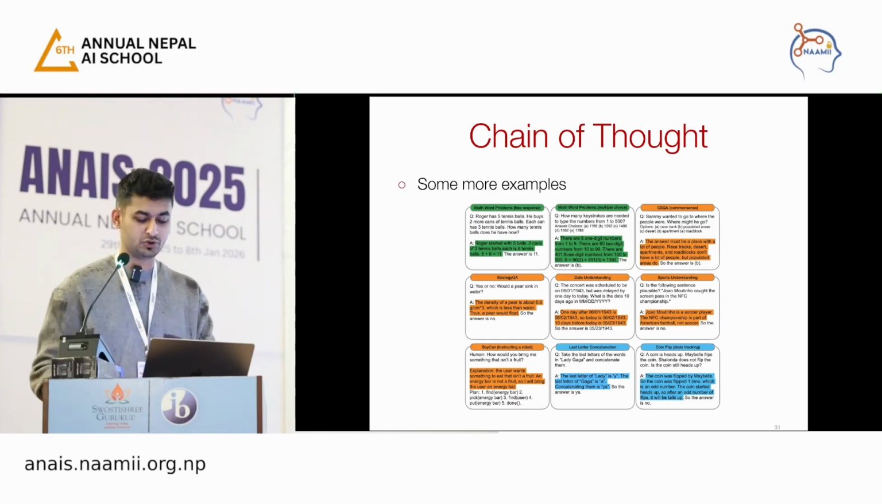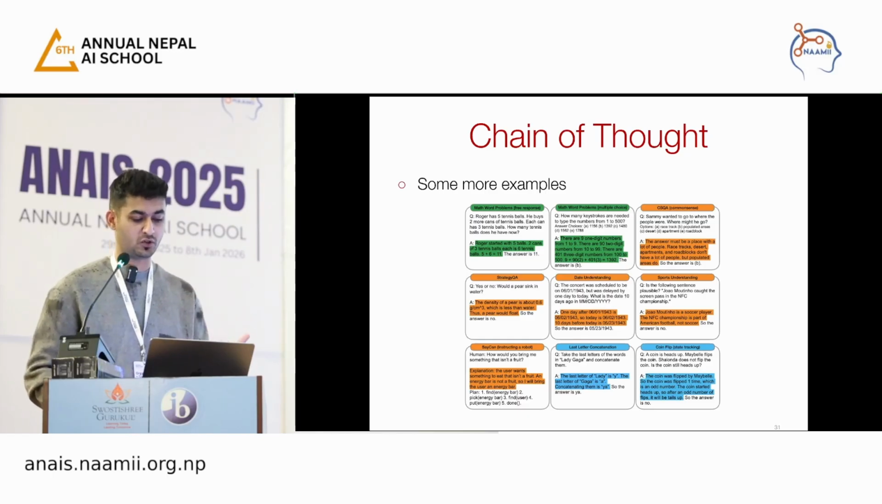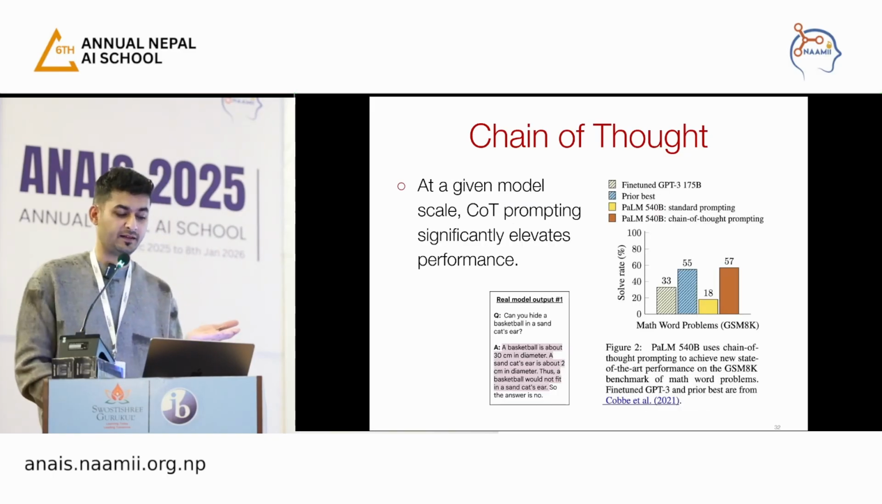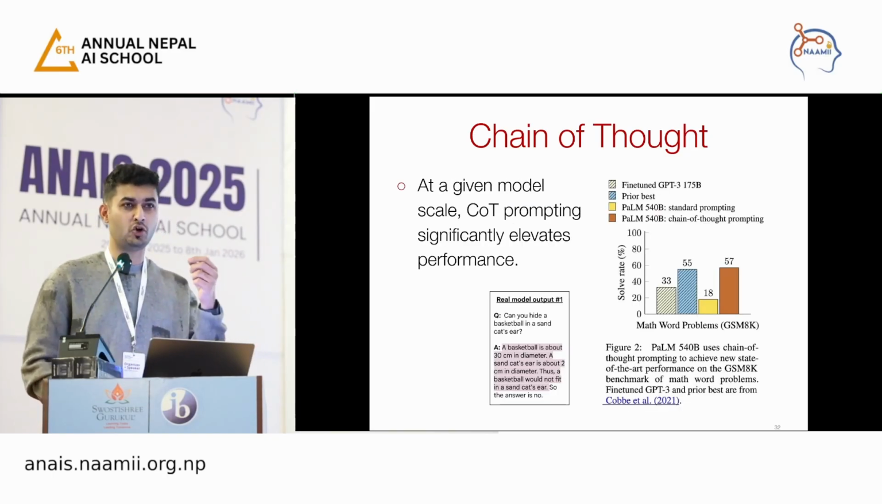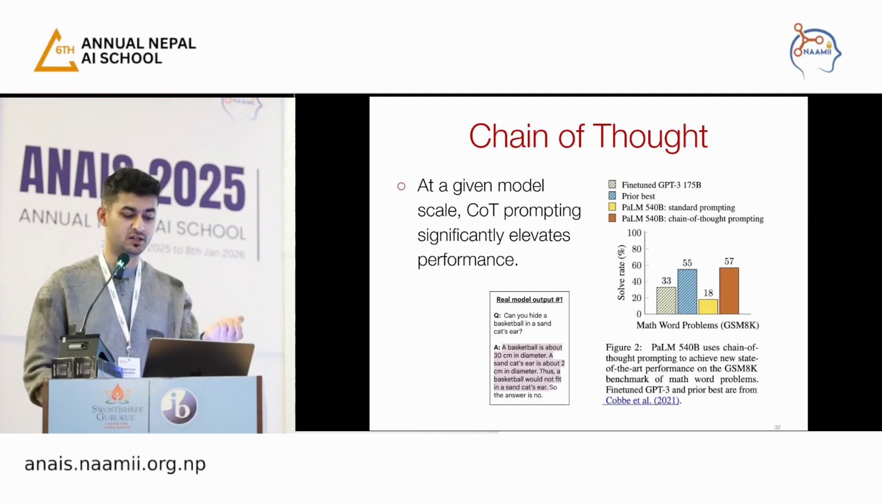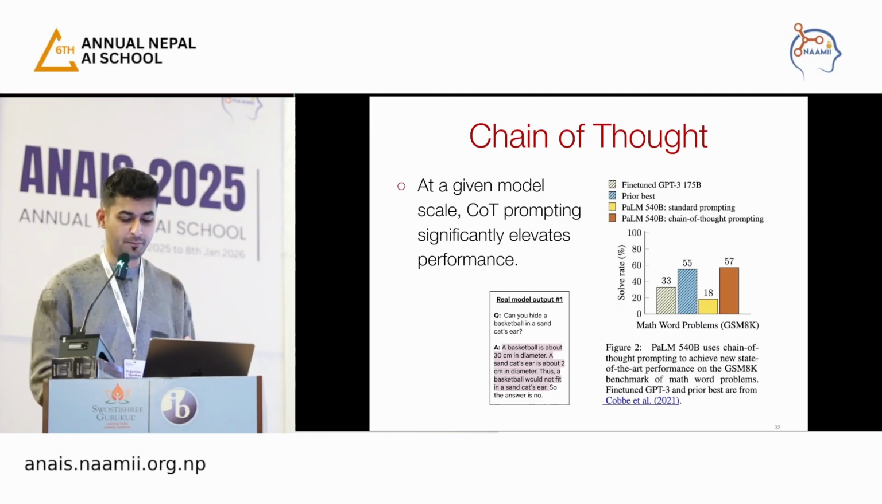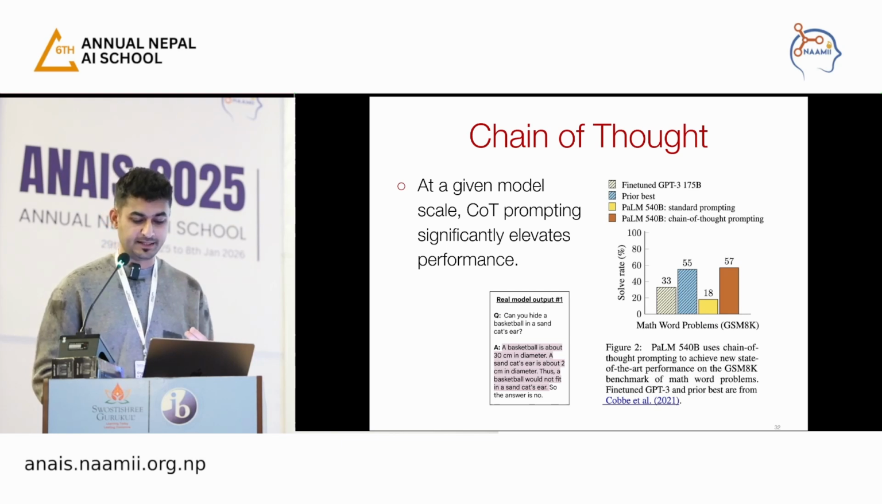And this is just to show some examples of what these chains of thought are in the few-shot prompts and even in the answer as well. The key thing is that at a given model scale, using chain of thought significantly elevates performance compared to not using it, and it can be seen in precisely these two examples.